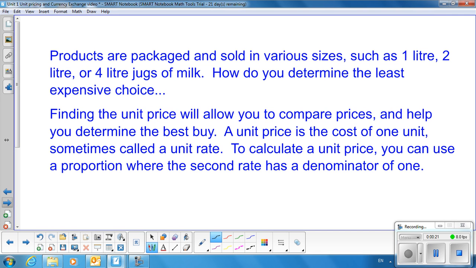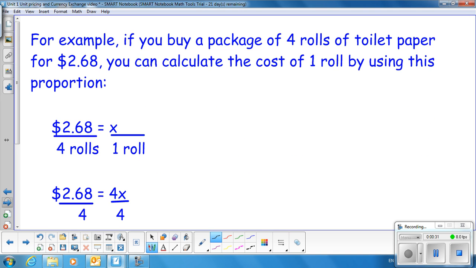A unit price is the cost of 1 unit, sometimes called a unit rate. To calculate a unit price, you can use a proportion where the second rate has a denominator of 1. For example, if you buy a package of 4 rolls of toilet paper for $2.68, you can calculate the cost of 1 roll by using this proportion.